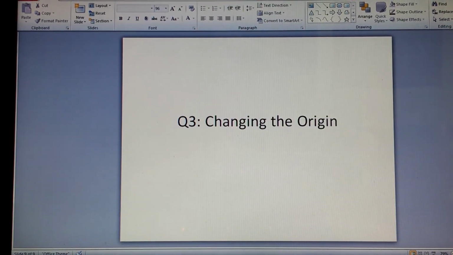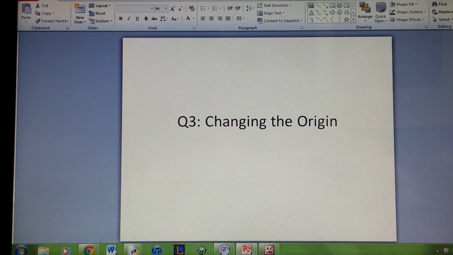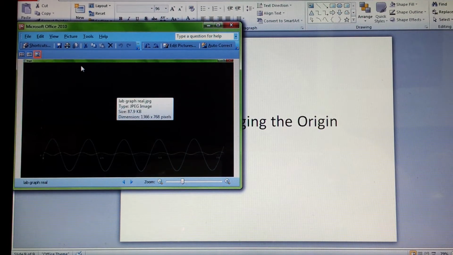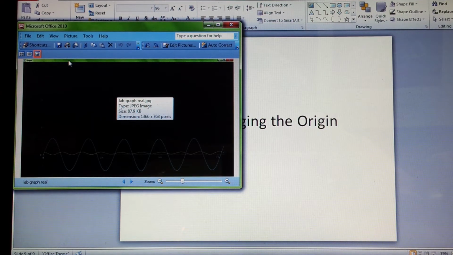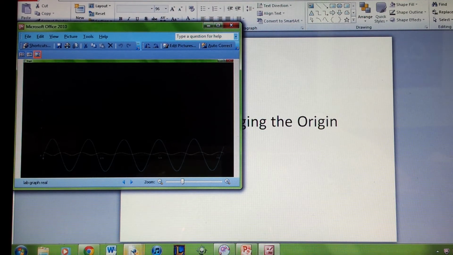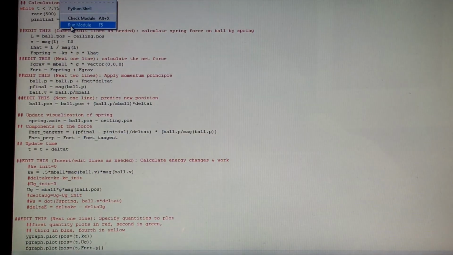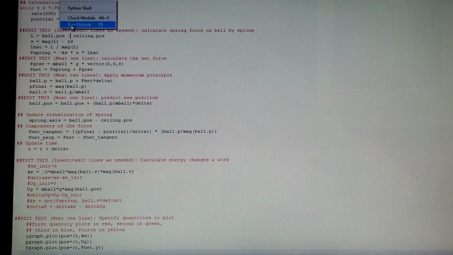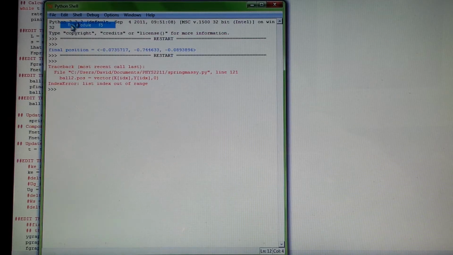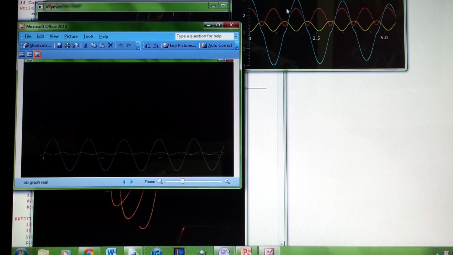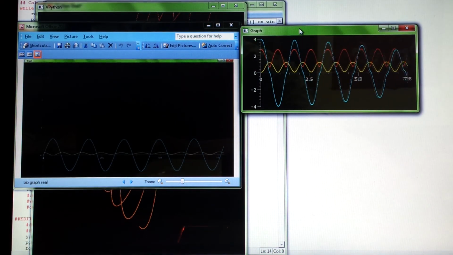So what happens if we change the origin? Well, here we have the original graph, plotting the total, kinetic, and potential energies. Here is the same code, but I have changed the gravitational energy set origin to 0. When I run the code, the differences between the graphs are clear.